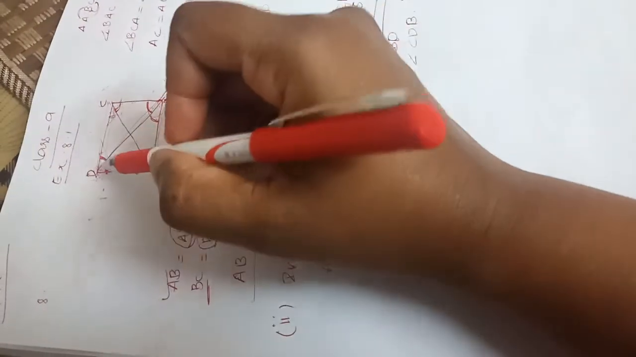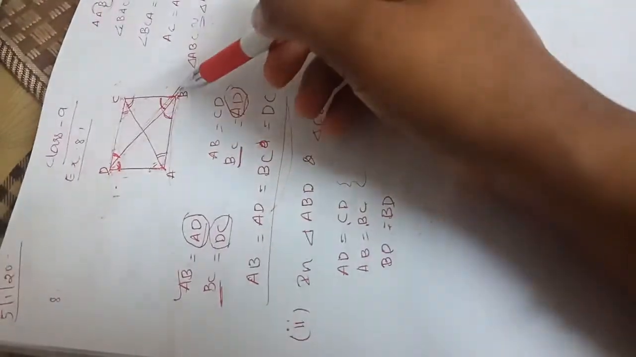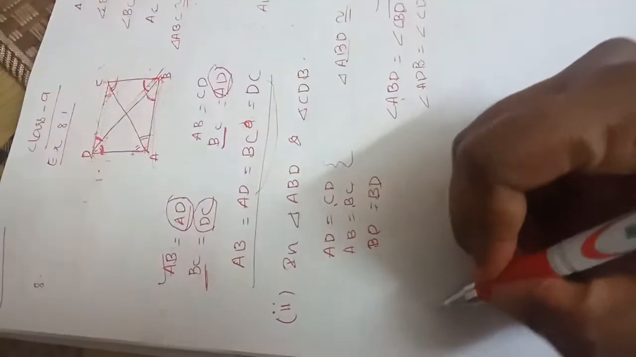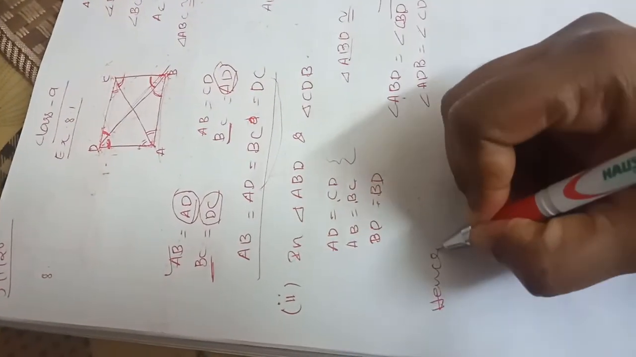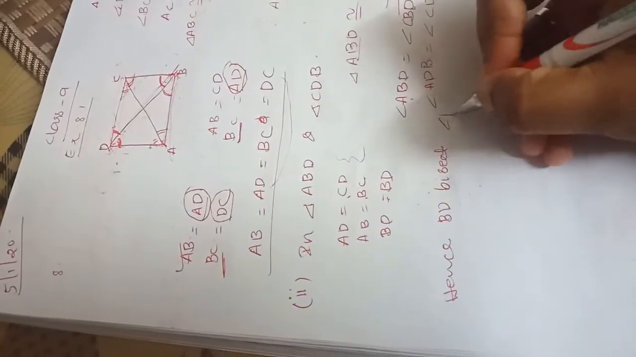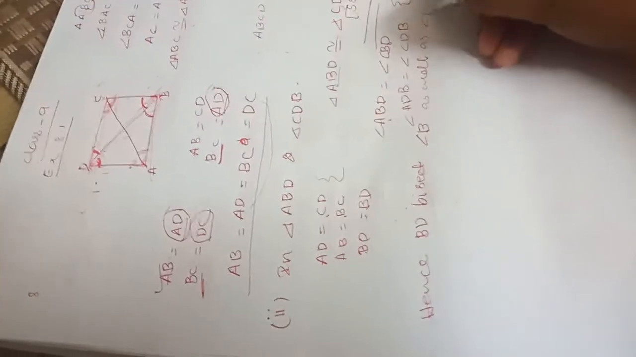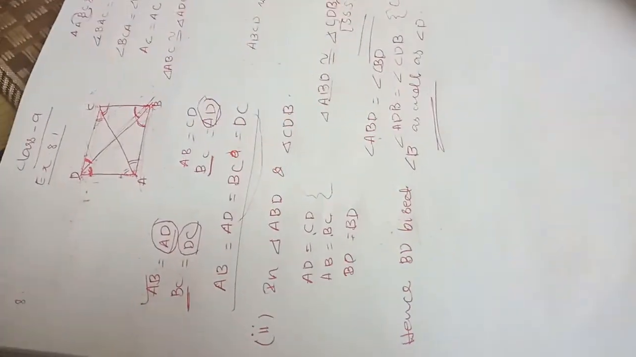So that means the line BD is bisecting angle D and angle B. So we can write: hence diagonal BD bisects angle B as well as angle D. This one we had to prove second. Proof over.